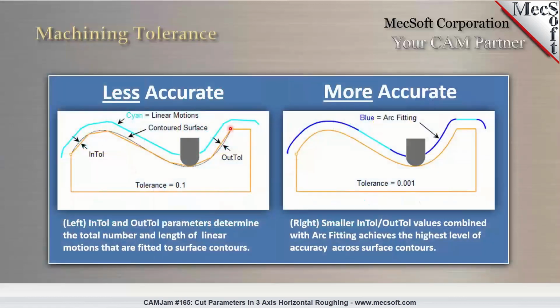Here's also an effect of the tolerance. You can see the in tol and the out tol, setting the tolerance to a slacker value versus setting it to a tighter value. So it makes it more accurate, the tighter the tolerance.